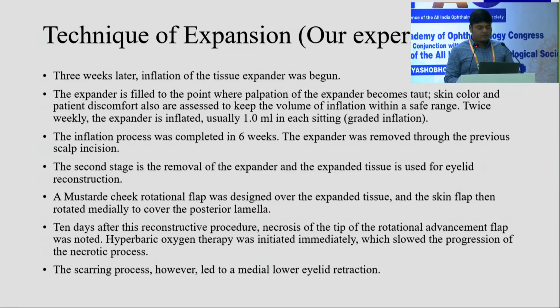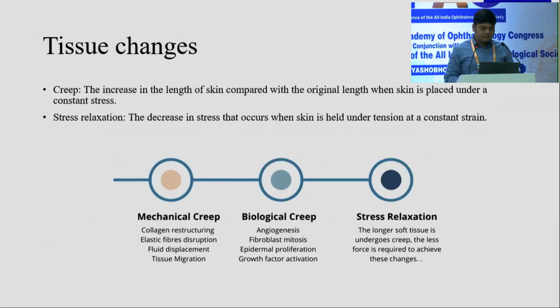However, in the first 2 cases, due to this prolonged period of expansion, we noticed necrosis of the tip of the advancement flap, and as a result hyperbaric oxygen therapy was necessary. However, the scarring process led to a medial eyelid retraction. So we began to think about the cause of this tissue necrosis, because this same procedure has been used in several parts of the body.